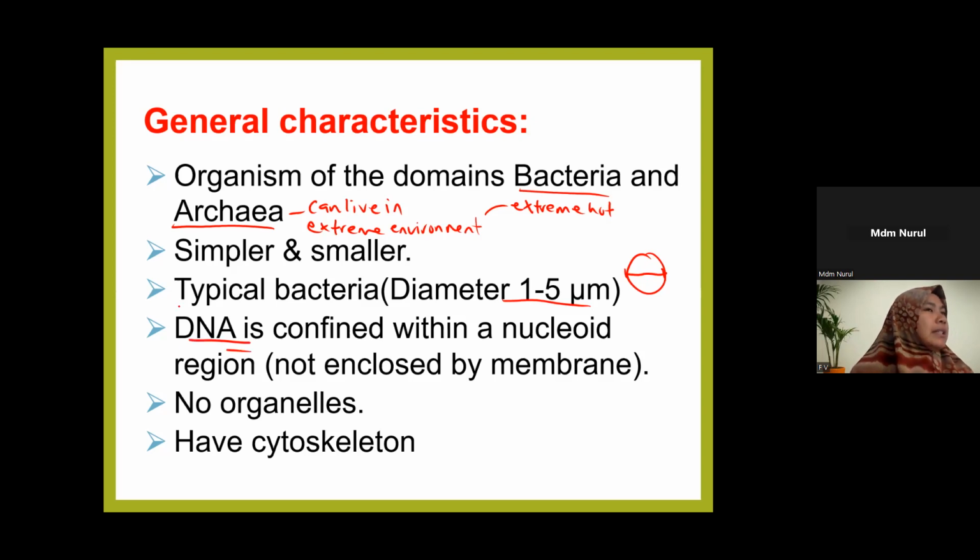Next, DNA. The DNA or the chromosome is confined within the nucleoid region. So the DNA is located in the nucleoid region and it is not enclosed by a membrane. No organelles. Or we can add a better sentence: no membrane bound organelle. It means it has no organelles wrapped by a membrane. For example, mitochondria, it doesn't have mitochondria. So they do not have membrane bound organelles, organelles wrapped by a membrane.